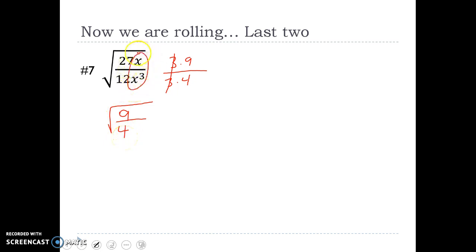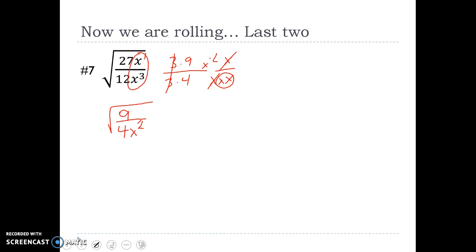Well, then I can do the same thing with the variables. This is x to the first on top, and I have an x to the third on the bottom. If I subtract those, I would get 1 minus 3, which is negative 2. And so if I have an x to a negative exponent, we know we want to make it a positive exponent, and it's going to go on the bottom as x squared. Another way that we can think about this is I will have 1 x on the top and 3 x's on the bottom. Well, this 1 x would cancel out one of the x's on the bottom, and I would have 2 x's left, and that's why we have an x squared on the bottom.